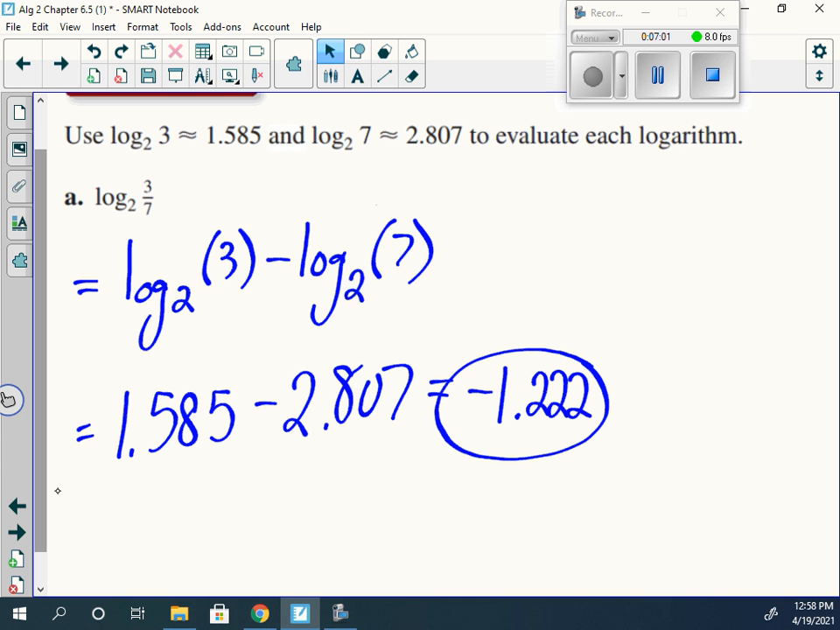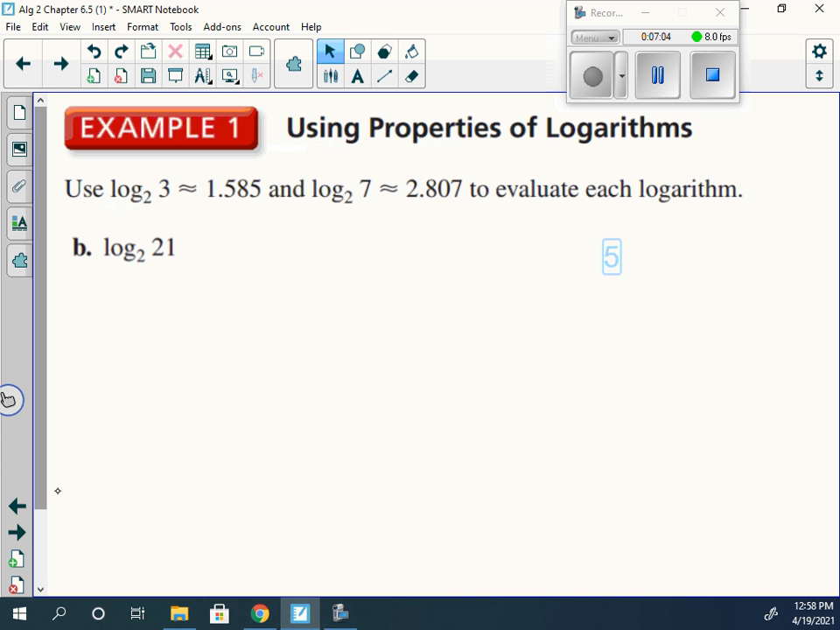Get about the same thing. Yep. So either way works. So let's look at this next one here. We're going to use the properties for this.